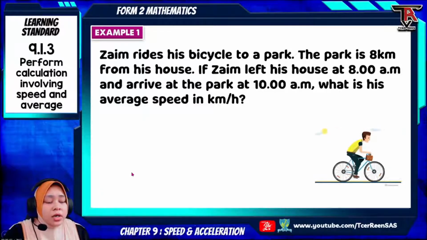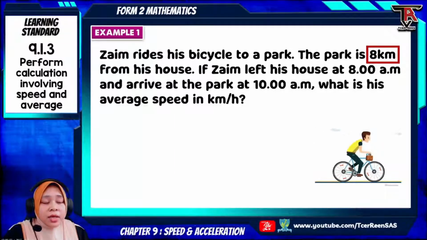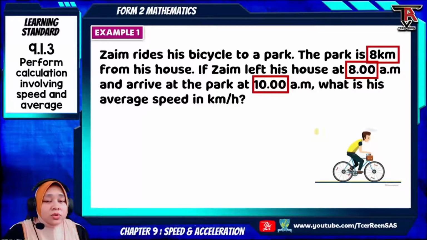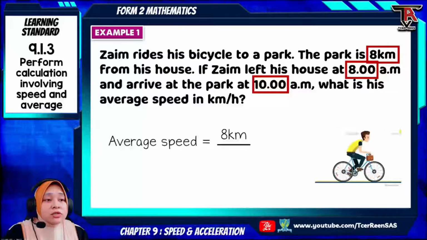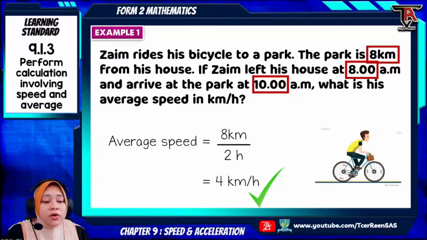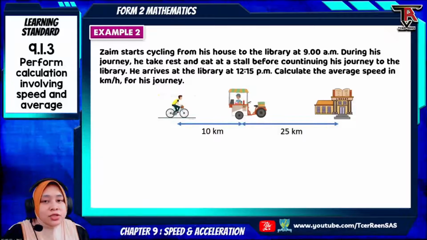So now, what we can see here is 8 km is the total distance. And 8 a.m. to 10 a.m. is considered as total time, which is 2 hours. To find the average speed of Zaim, we need to take total distance divided by total time, which is 2 hours. So the answer is 4 km per hour. Let us see example 2.